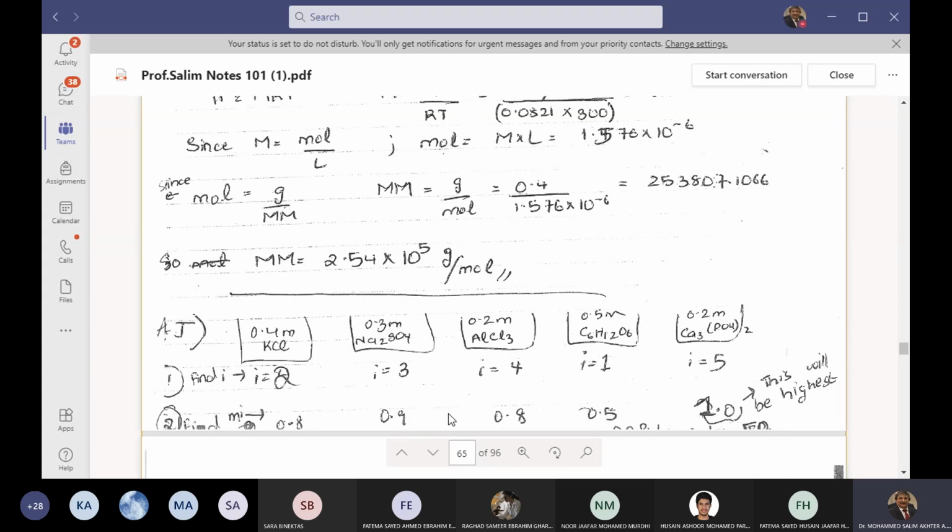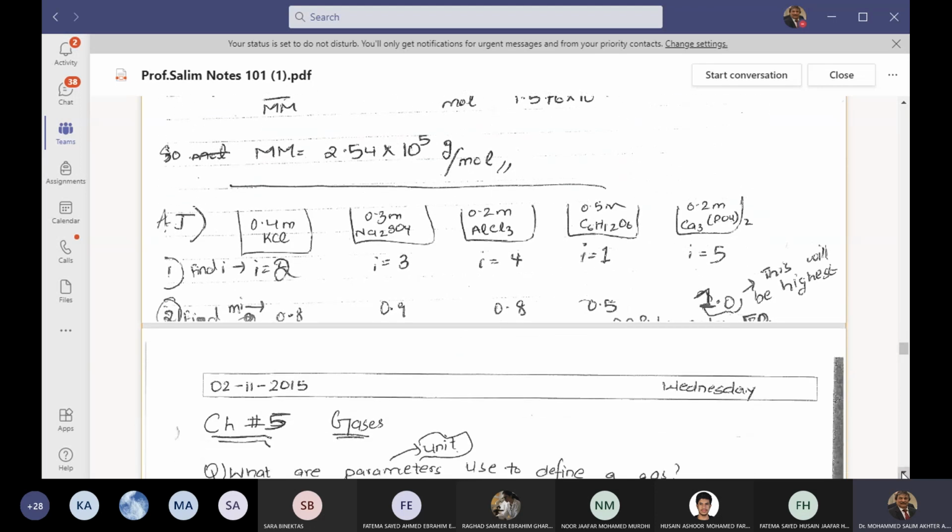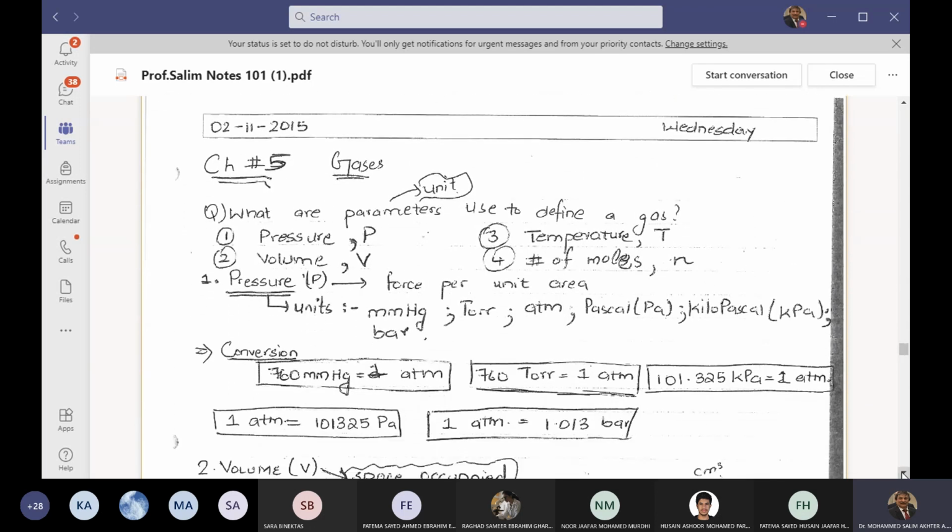Inshallah, how much time do I have? Four minutes. Four minutes is not enough. So inshallah, Monday I will start a chapter called gases.